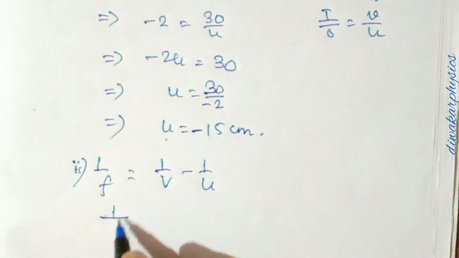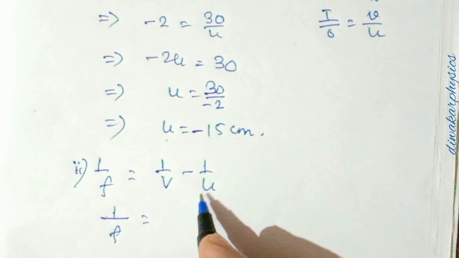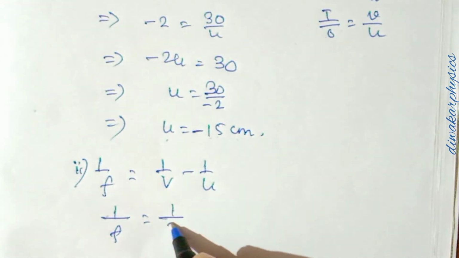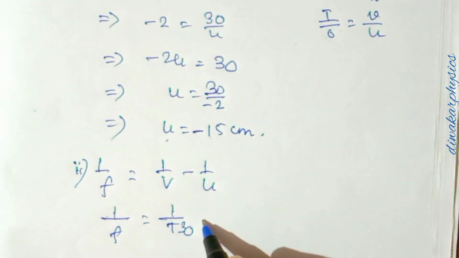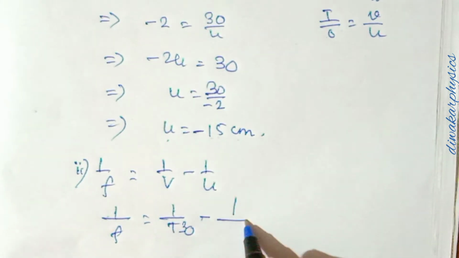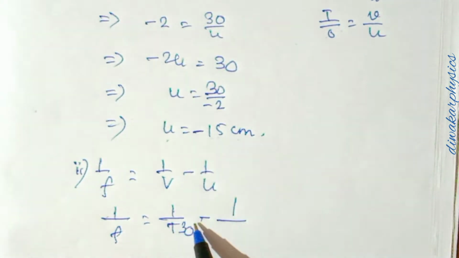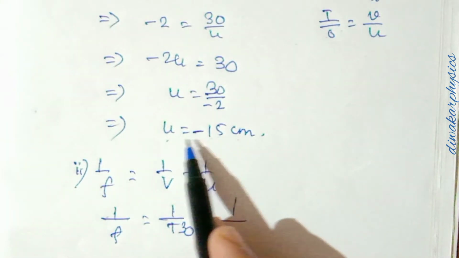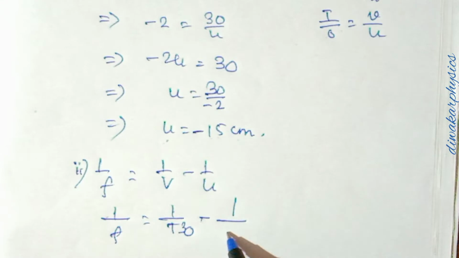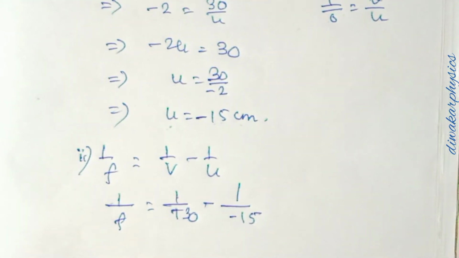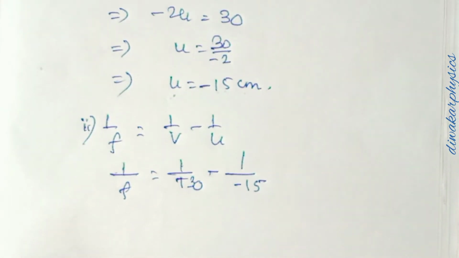So 1 by f, 1 by v. Now what is v? Plus 30. So we already have this, minus 1 by u. Now see this one carefully. This minus is for the formula, and u is minus 15. We have already got that, so you have to take this minus sign here. Don't think that minus is already there, so I will not take this. Then you will be wrong. So you have to use the sign every time.